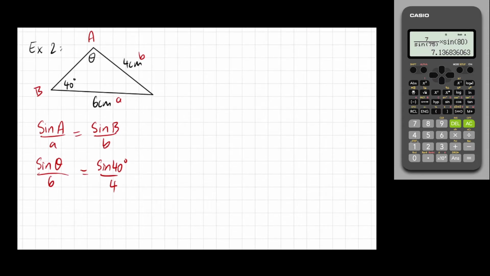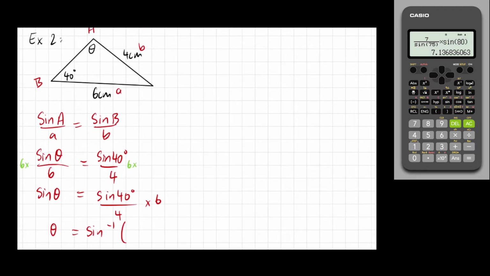Okay, so to get that sine theta by itself, we're going to multiply both sides by 6, and we get sine theta is equal to sine 40 degrees over 4 times 6. Then we're going to take the sine inverse to find theta. At this point you could simplify that right-hand side, but I'm just going to put the whole thing in the calculator like this.